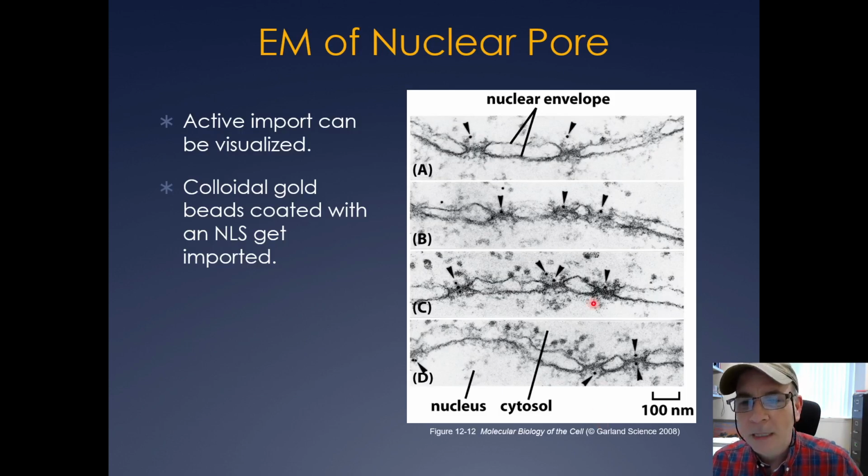Okay, so here's a great little electron micrograph of active nuclear transport. What they did was they took these colloidal gold beads here, and they put a nuclear localization sequence on them, and you can see they added it, and you have your nuclear envelope here, and then the nuclear pore complexes, and they can actually watch these beads enter the nuclear pore complex and then eventually be transported to the other side of it and brought into the nucleus.